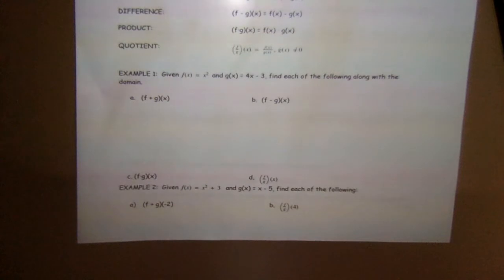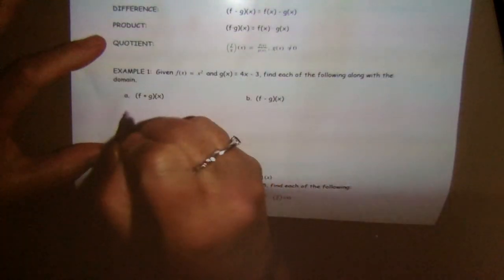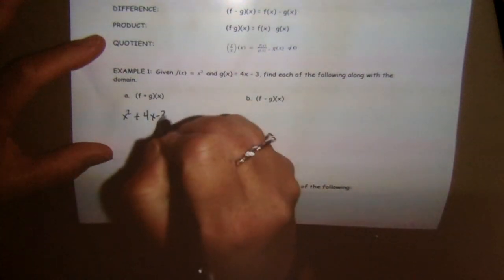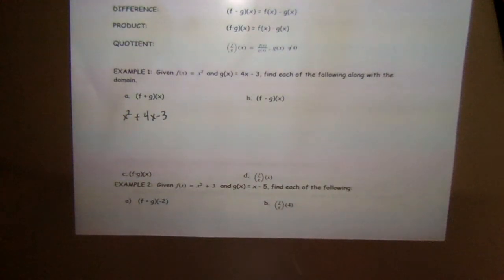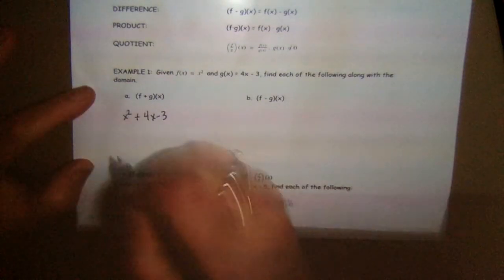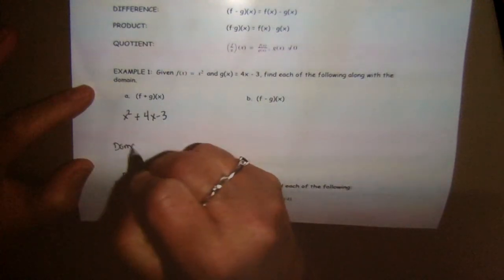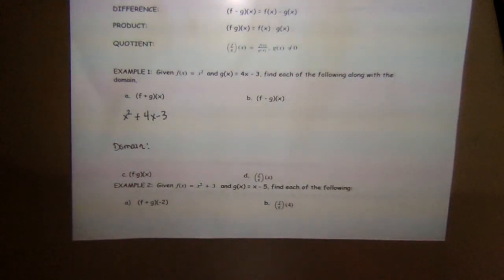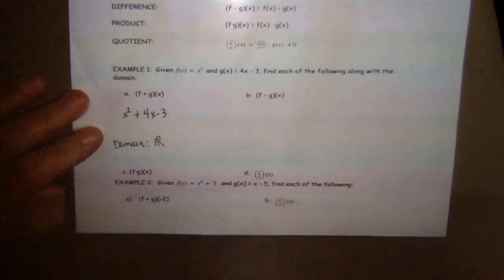Well, f of x is x squared plus g of x, which is 4x minus 3. Then what's the domain? Well, the domain for f of x is all reals. The domain for g of x is all reals. So the domain for both of them is going to be all reals when we add them together.